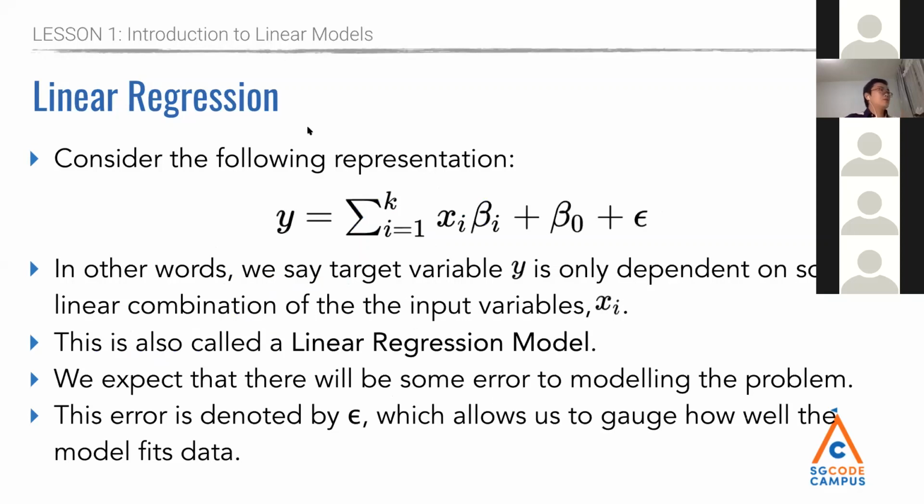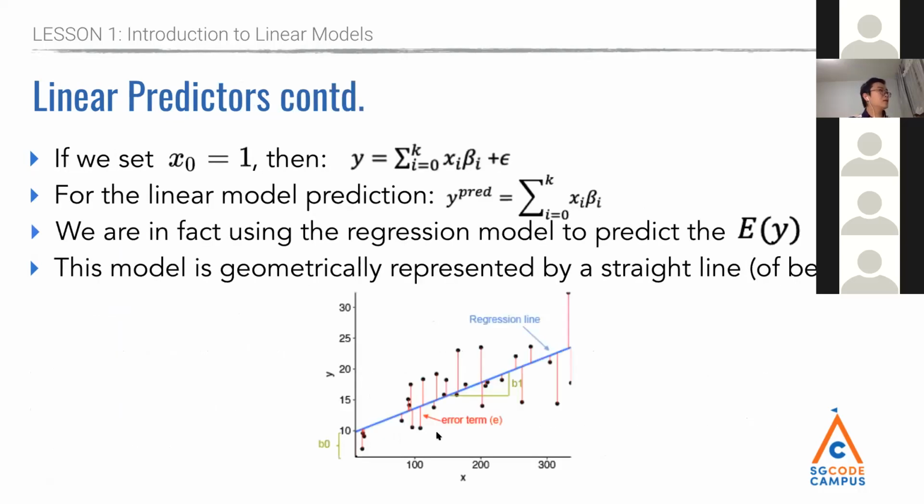So this representation is a linear combination of input features, and beta 0 is called the intercept. In other words, we say that the target variable is only dependent on some linear combination of the input variables, and this is called a linear regression model. So we predict based on some error in modeling the problem, and the error is denoted by epsilon. As I said, this is not avoidable.